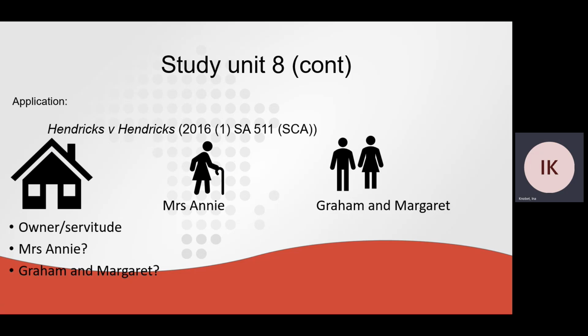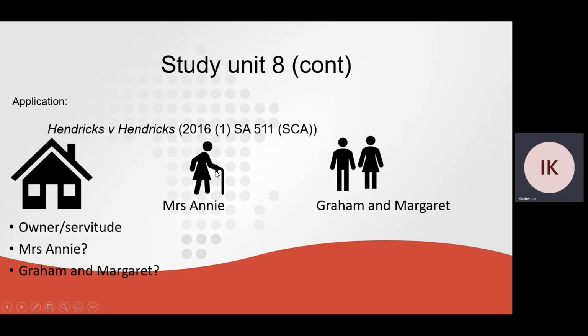And in the Hendricks case, it was illustrated very clearly how ownership can be limited. Because remember, Graham stayed here with Margaret, but Mrs. Annie also stayed here because she had the right to stay there. And then when the relationship between Graham and Margaret went into troubled waters, and it became very difficult for the mother to stay there, the mother succeeded with an eviction order against Graham and Margaret, even though she wasn't the owner.